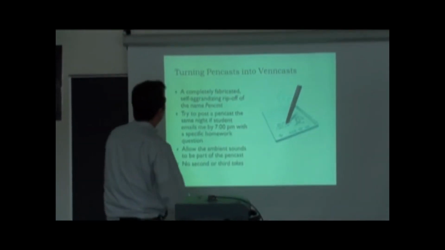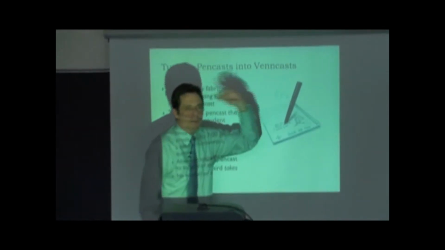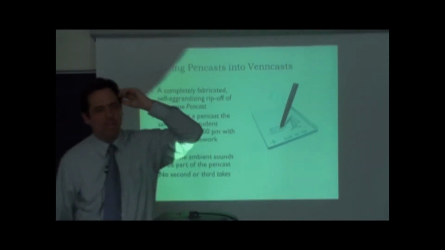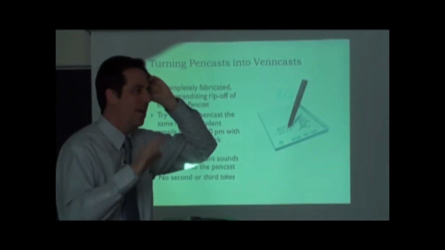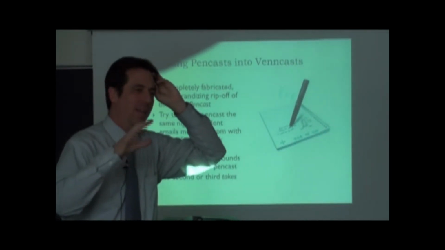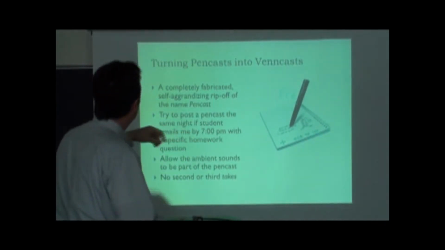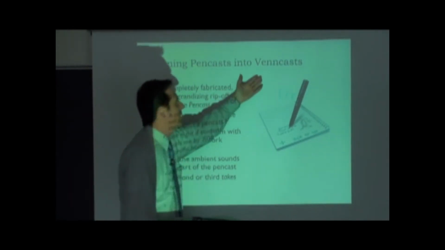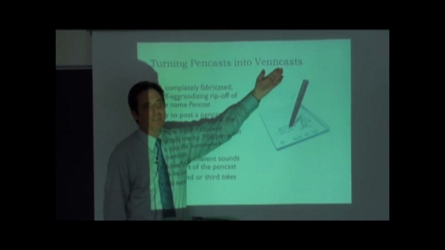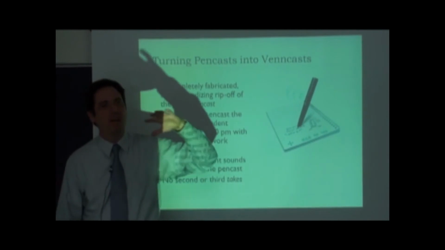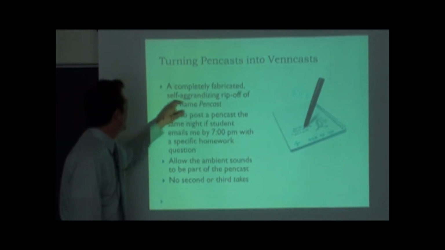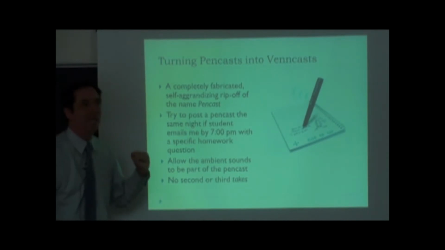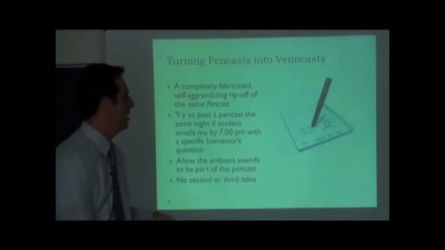Okay, so what I do is I like to turn everything into a Venn something. For example, I often characterize things I do as Ventastic. When you have a name like Venn, it kind of goes with a lot of different things. And so of course, I turned pencast into Venncast. This is my take on a pencast, because a lot of people have a different take on it. So it's a completely fabricated, self-aggrandizing ripoff of the name pencast, right? Of course, right? That's what we're trying to do.